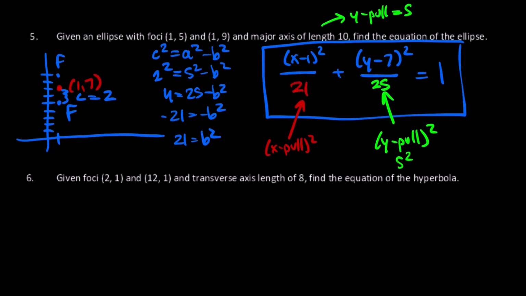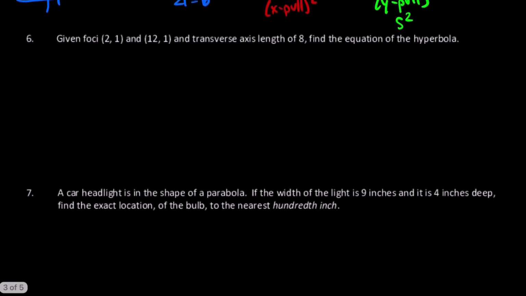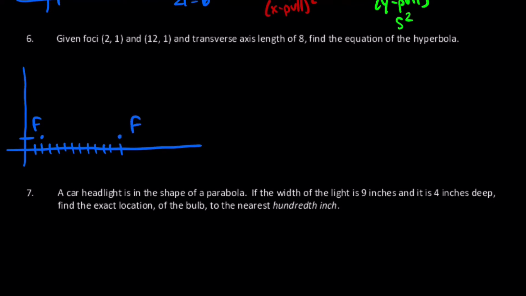And there's your equation. Next, given the foci again and the transverse axis length of 8, find the equation of the hyperbola. So as neatly as I can, I'll make a sketch here. (2, 1), that is a focus, and (12, 1). So 3, 4, 5, 6, 7, 8, 9, 10, 11, 12, 1. There's another focus.